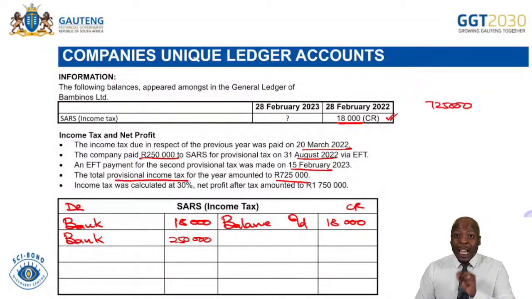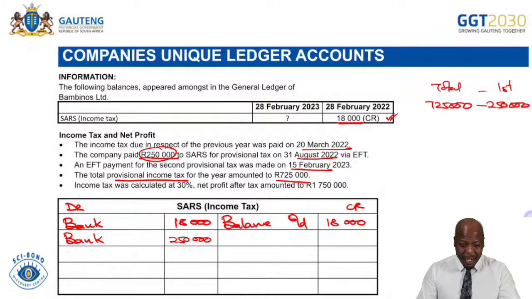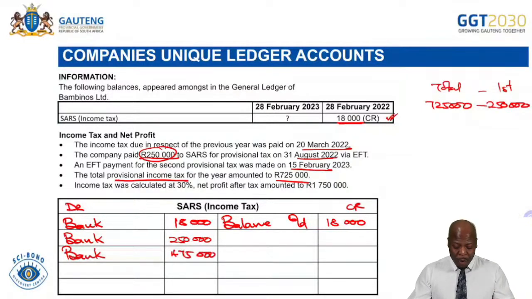However, it includes the first provisional tax payment, which was how much? Which was 250. So we come here, then we say 250,000. We're subtracting it from this total. Okay, we subtract this first provisional payment. Then we remain with the second provisional tax payment. How much do you get? If you say 725 minus 250,000, you get how much? You get 475,000. So I'll come here. Then we get bank. That is your 475,000. That is your provisional tax payment, the second provisional tax payment.